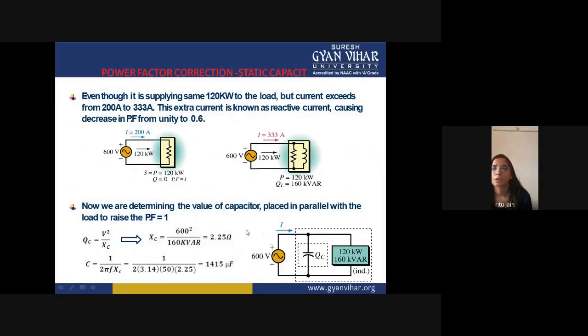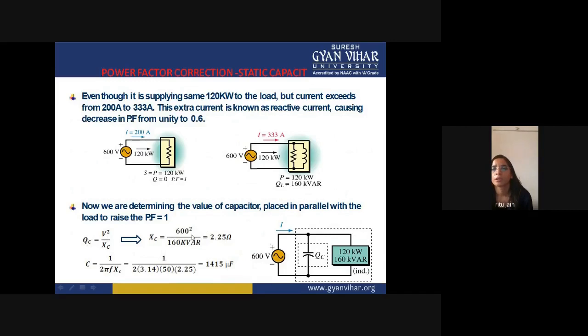Now we are determining the value of the capacitor placed in parallel with the load to raise the power factor to 1. To calculate the capacitor, first we have to calculate the reactive power due to this capacitor, which is equal to V square upon XC.